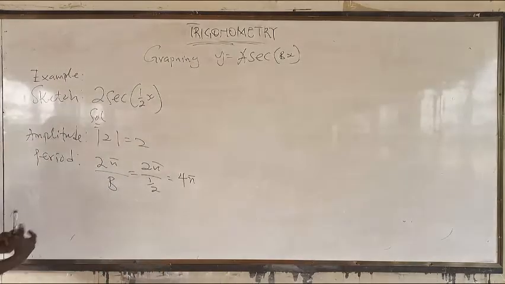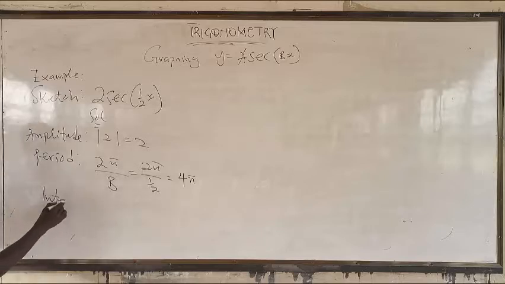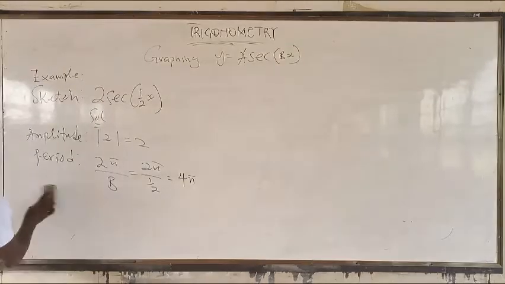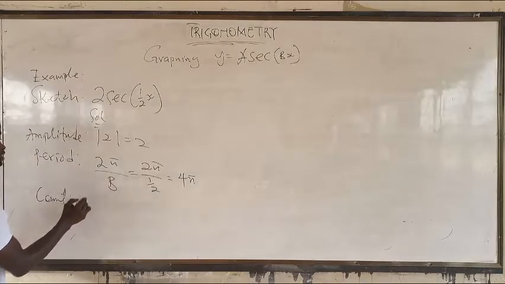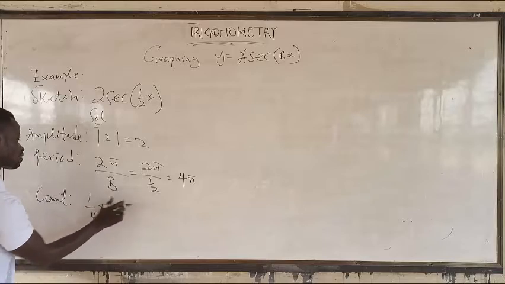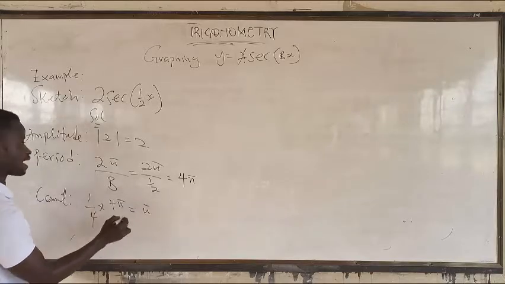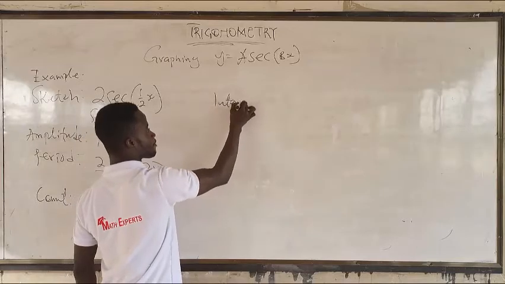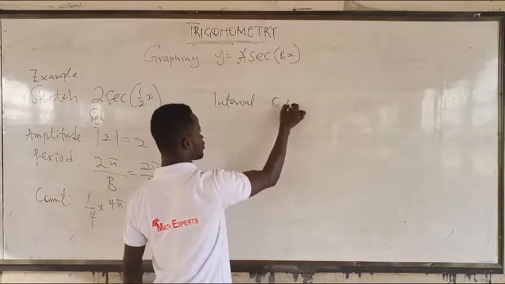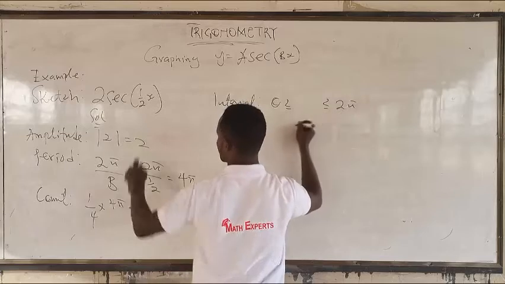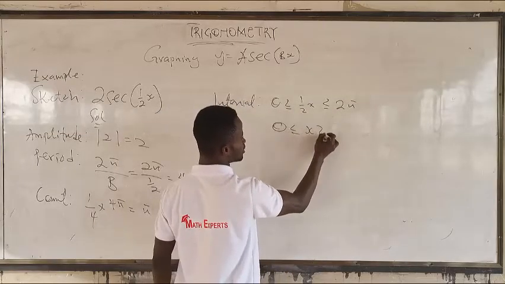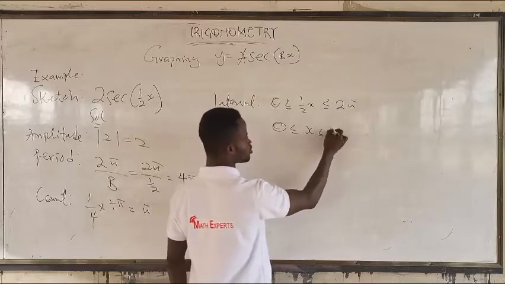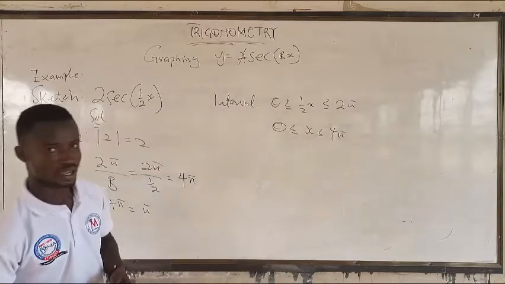Very good. Then you go for the interval, and with this you can also go for the count. That is 1/4 times 4 pi, and that's going to be pi. Then we go for the interval, and that is going to start at 0. When you multiply 2 by 2, here is going to be 4 pi. Right, so that's the interval.